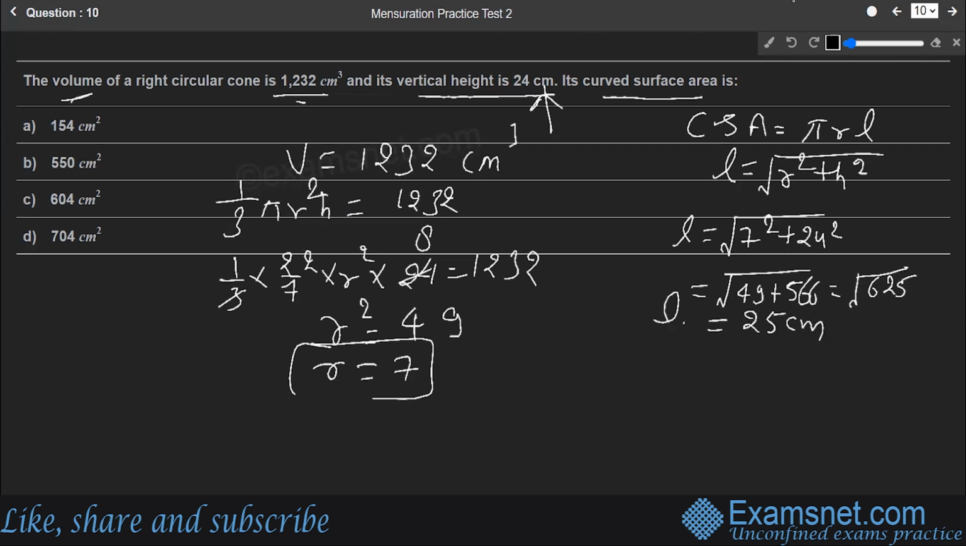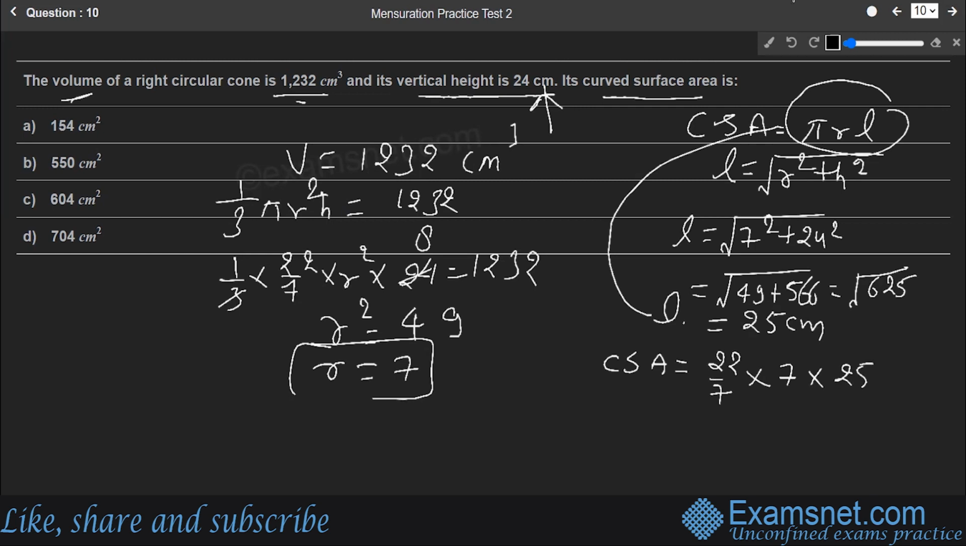Now we are supposed to find the curved surface area, so we have to put the values of R and L in this formula. If we do that, curved surface area is coming out to be 22 by 7 into radius value 7 into L value 25. So clearly this 7 and 7 cut, 25 into 22, that's what we are supposed to find out, which is nothing but 550 centimeters square. So that is the curved surface area being asked in the question. Option number B becomes the right answer.